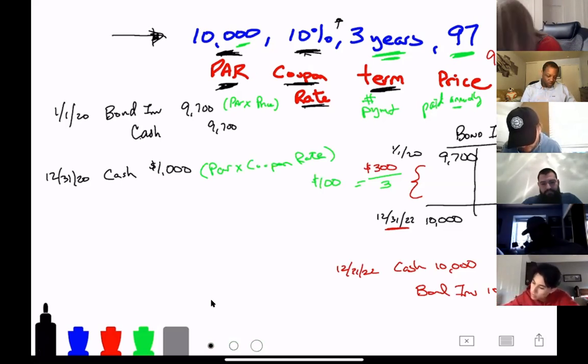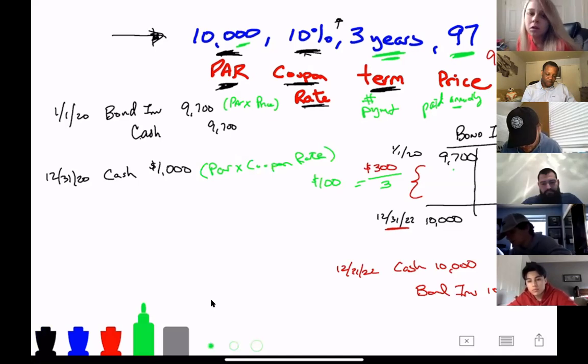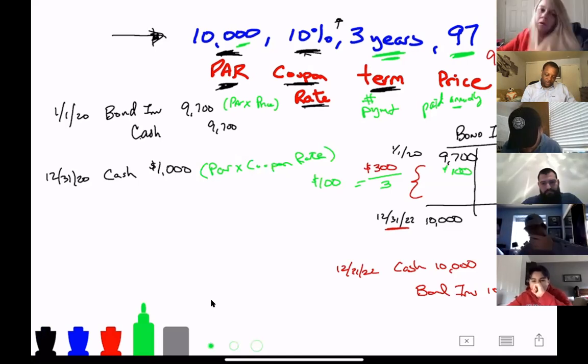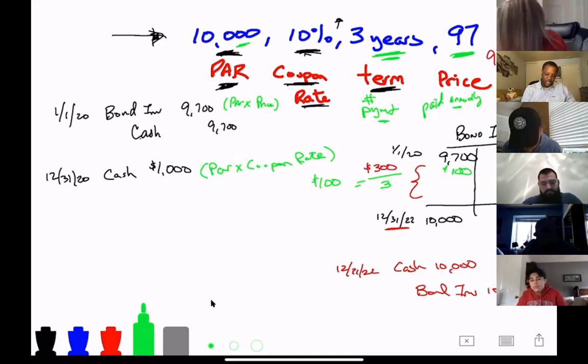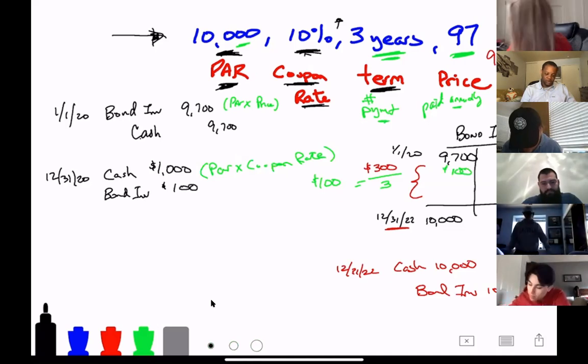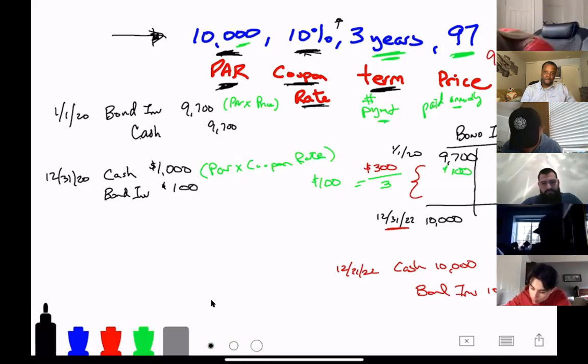But I also know that I need to increase my bond investment by $100. Because remember, over the next 3 years, every time there's a payment, I need this to go up so that I can get it to 10,000. So I'm also going to debit my bond investment by $100, and I'm going to credit interest revenue for $1,100.